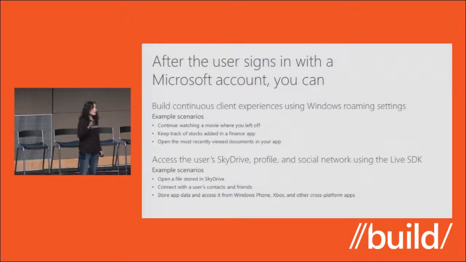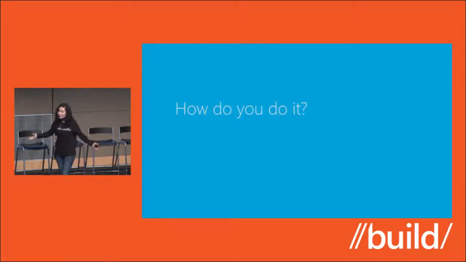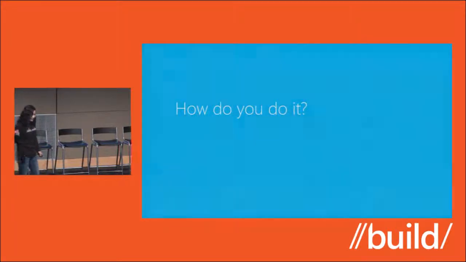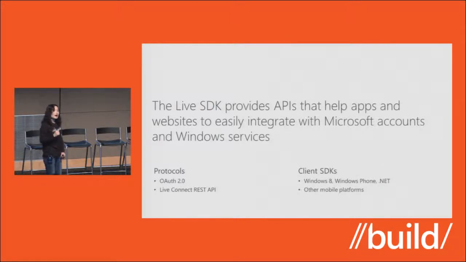All these scenarios are made possible once you implement single sign-on. So hopefully I got all of you interested and you understood the scenario. And now you ask me, how do I do it? The tool I want to introduce today is called Live SDK. Live SDK provides APIs that help apps and websites easily integrate with Microsoft Account Service, as well as access data that are stored in Windows services.